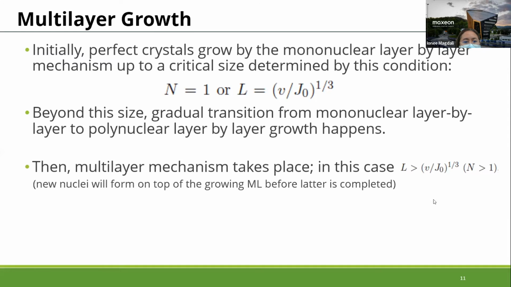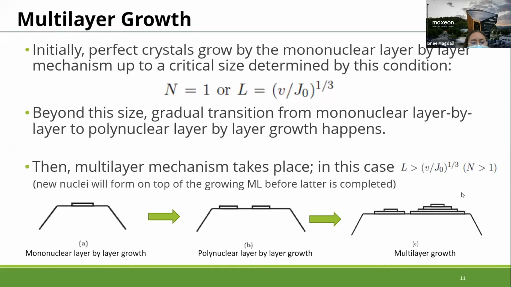So in this way, the multi-layer mechanism says that new nuclei will form on top of the growing ML before the latter is completed. So just taking it in the figure, the first step is a mononuclear layer by layer growth, then followed by the polynuclear layer by layer growth, and then the last step is the multi-layer growth.